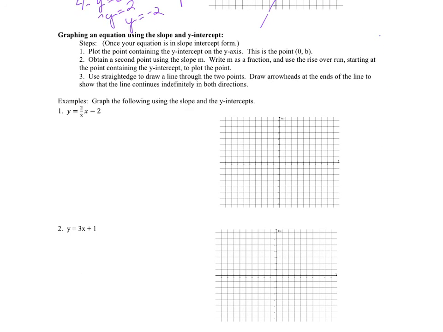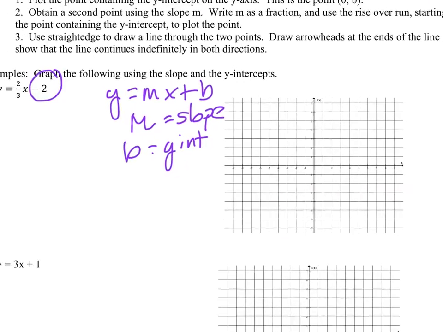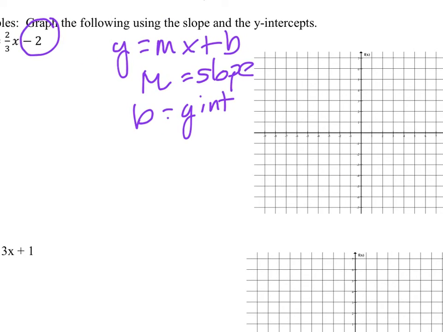All right, graphing an equation using the slope and intercept. Now, when you get this in the form of y equals, this is going to be a y equals mx plus b. M is your slope. B is your y-intercept. So what you're going to do is plot B. In this case, make it a little bigger. There we go. Negative 2. Right there on the y-intercept.